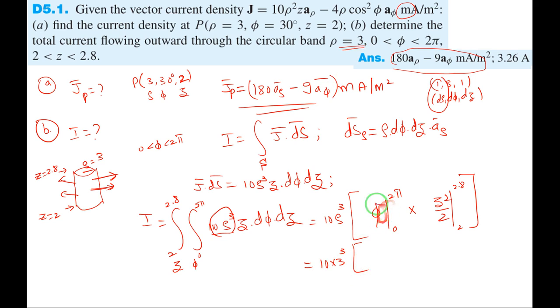Upper limit minus lower limit. I am getting 2 pi from this, and half. So upper limit minus lower limit, I'll subtract and write. Open bracket, 2.8 squared, upper limit, minus lower limit, 2 squared. 2.8 squared minus 2 squared, so 3.84 I am getting.